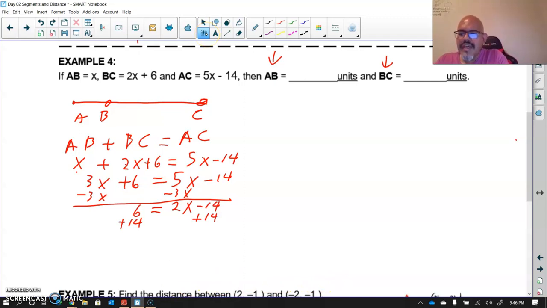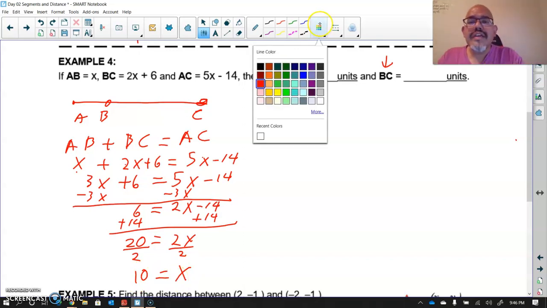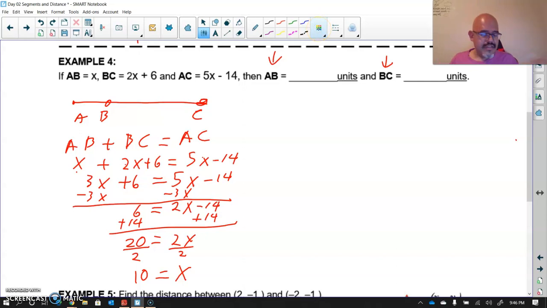Okay, and that gives us 20 equal to 2x. Divide both sides by 2. So 10 is equal to x. Now I can substitute the x with 10. I got right here that AB is equal to x. Now I substitute x with 10. So AB is equal to 10. So this is 10. Same thing right here.